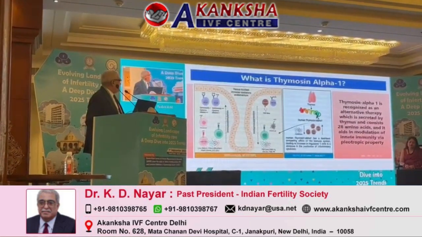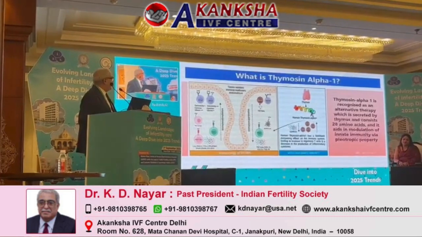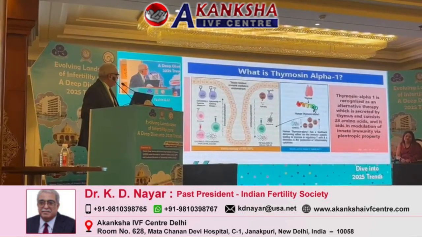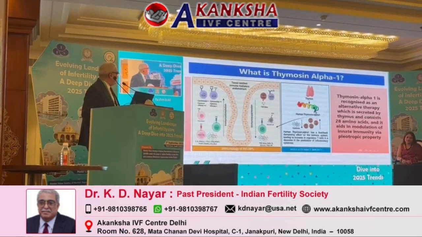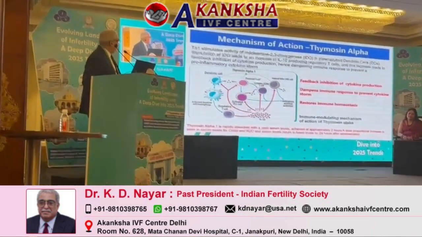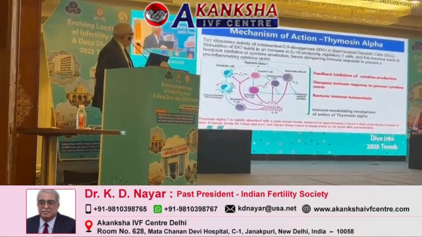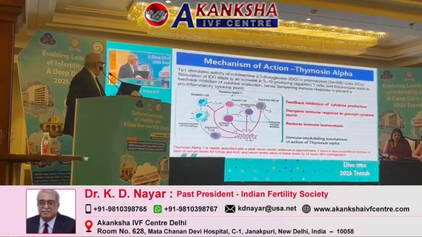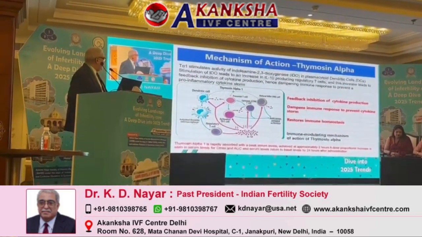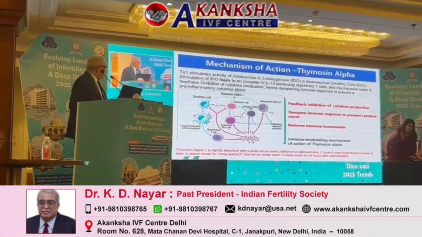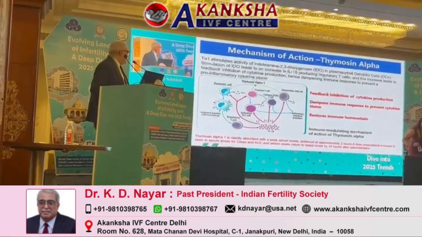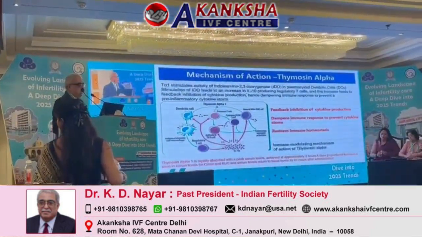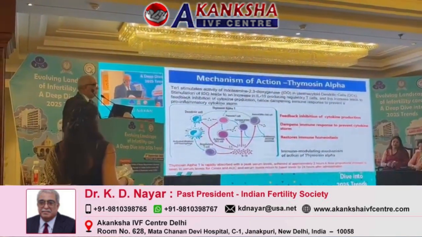What is Thymosin alpha? It is recognized as an alternative therapy, secreted by the thymus gland and consisting of 28 amino acids, and it is involved in the modulation of innate immunity via its pleiotropic property. Basically, there is feedback inhibition of cytokine production. It dampens the immune response to prevent a cytokine storm, and it restores immune homeostasis. It is rapidly absorbed, with the serum level reaching its peak within 2 hours, and a dose-proportional increase is seen in serum level. The serum level returns to basal level by 24 hours, so that is why the dose has to be repeated every 24 hours.